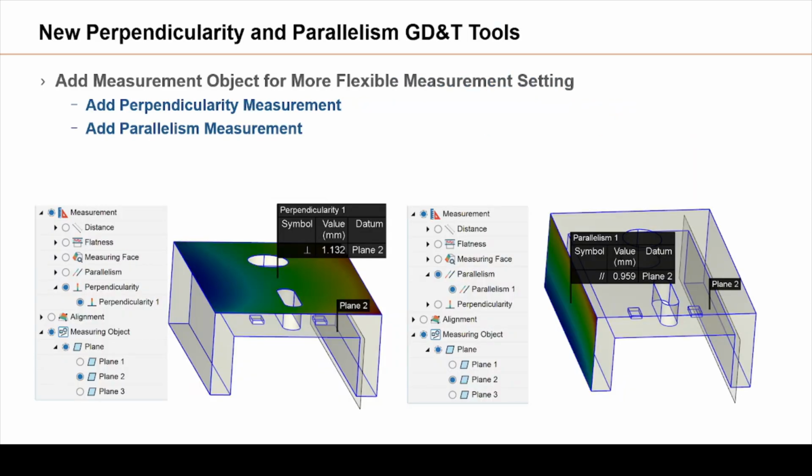Two new GD&T tools have been added to Moldex3D. One of them is perpendicularity, where we'll define a plane, and then you'll select a surface, and then we'll define the perpendicularity to that selected plane. Parallelism works in a similar way, except instead of it being a perpendicular, it'll be a parallel type of measurement.